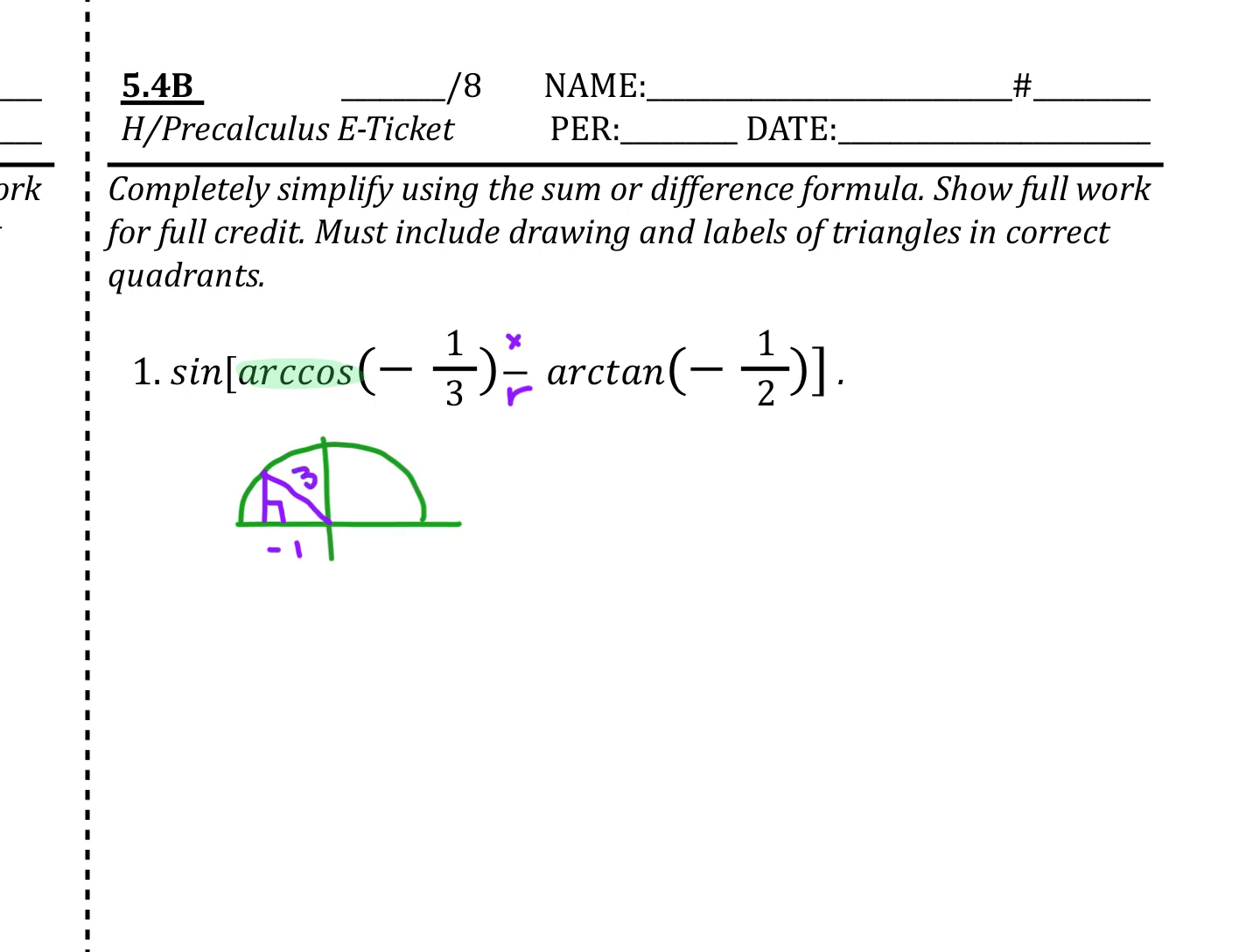And then we do the same thing for tangent. Inverse of tangent is restricted to 2 quadrants as well, and it's the same as sine. Arctangent is restricted to quadrants 1 and 4. So if it's positive, it would be in quadrant 1. If it's negative, like this example is, it would be in quadrant 4. So here is a triangle, and this is y over x. So the y is negative 1, and the x is 2.